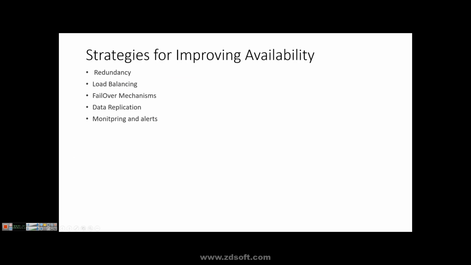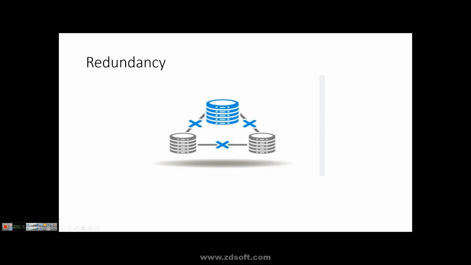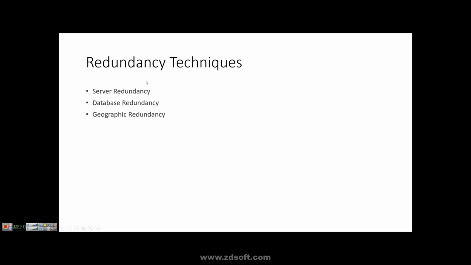What are the different strategies to improve availability? We have 5 strategies. First is redundancy, second is load balancing, third is failure mechanisms, fourth is data replication, and fifth is monitoring and alerts. First is redundancy. It involves having backup components that can take over when the primary component fails. That is called redundancy. And for redundancy, we have 3 techniques.